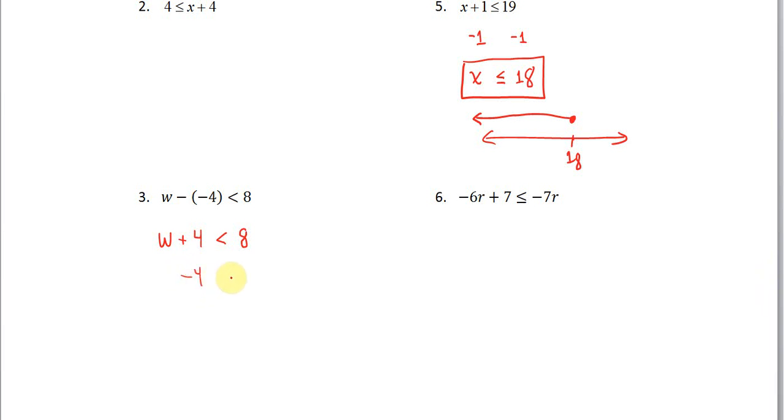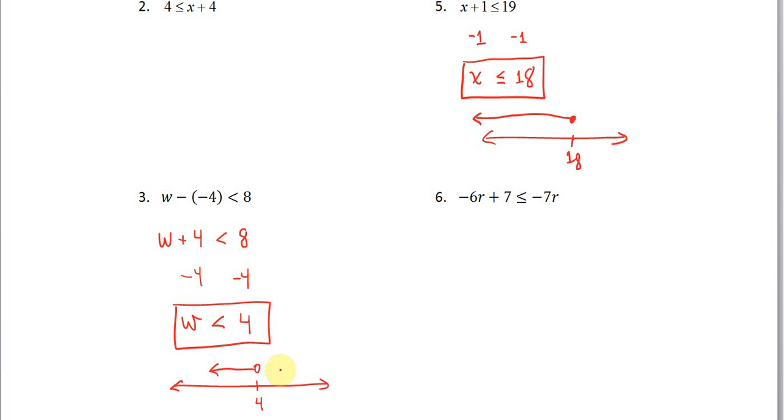Then we want to subtract 4 from both sides because we want to isolate w, and we get w is less than 4. All right. Our number line will look as follows. We have the number 4 on there, an open circle, and then an arrow going to the left because it is strictly less than 4.